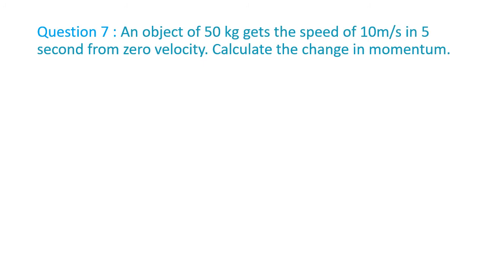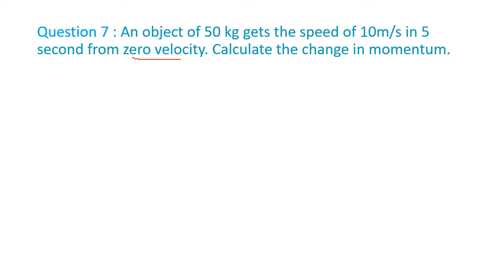Now, here we are given a velocity. An object of 50 kg gets the speed of 10 meter per second in 5 seconds from zero velocity. Means the car was at rest. So zero velocity, remember, they can give you in two ways. They can say zero velocity or they can even say the object was at rest. Because when the object is at rest, the velocity is 0.